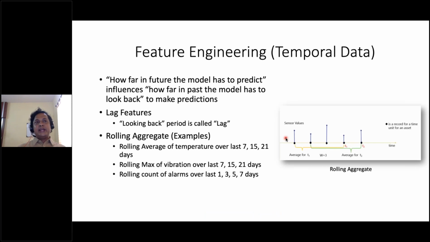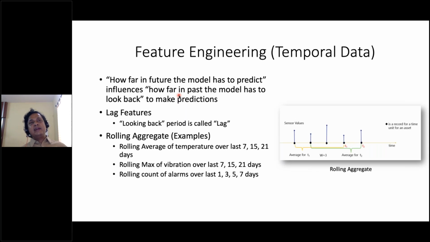Now we know that we have to do the aggregation, but do we need to do the aggregation over an hour or over a day or over 2 days? So there is a thumb rule. How far in future the model has to predict? I want to predict the failure of an equipment 7 days in advance or 15 days in advance. So how far in future the model has to predict influences how far in the past the model has to look back. So if I want to predict in the days level, 7 days in advance or 15 days in advance, then I should probably aggregate the historical data backwards, probably over 7 days or over 15 days or over 21 days or over 30 days. But I may not need to do it at the month level, probably.